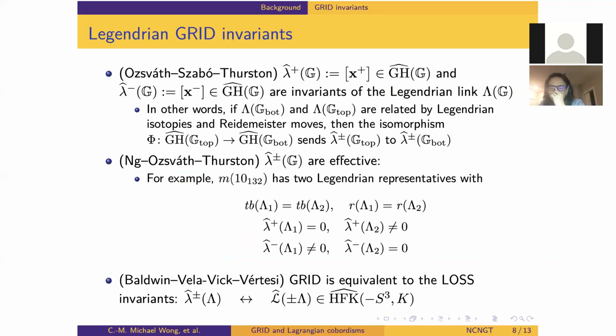Now, I just want to mention that Baldwin, Vela-Vick, and Vértesi show that the grid invariants, which are these lambda plus and minuses, are equivalent to the famous LOSS invariant in knot Floer homology. LOSS here is called LOSS because it's defined by Lisca, Ozsváth, Stipsicz, and Szabó. Baldwin, Vela-Vick, and Vértesi show that they're equivalent whenever they're both defined. The LOSS invariants are defined with open books and are more geometric.